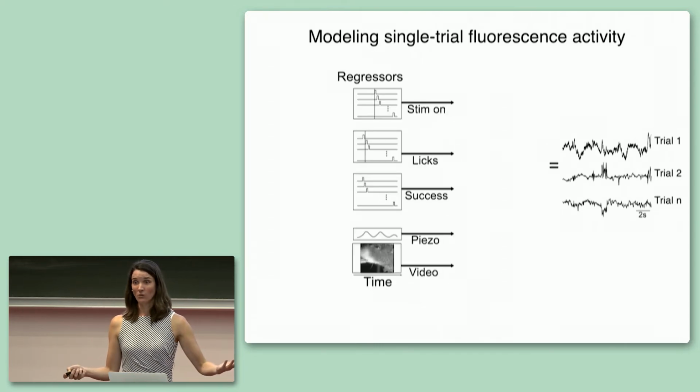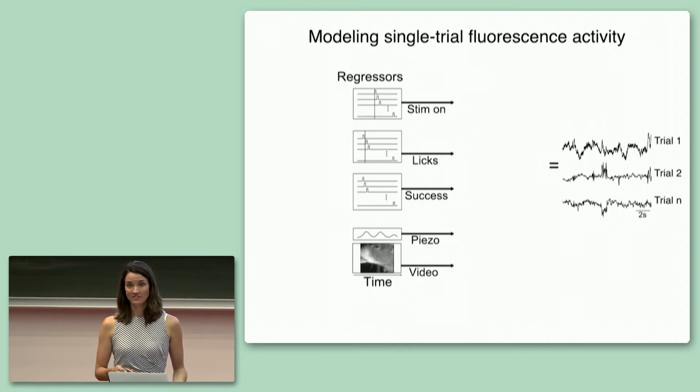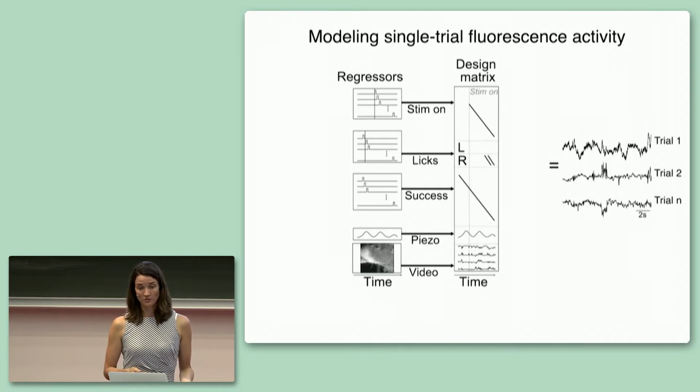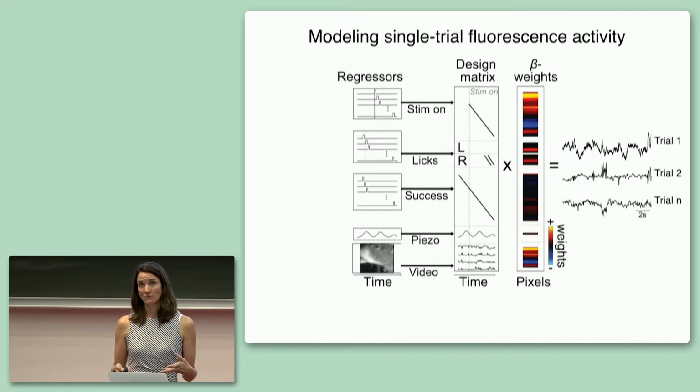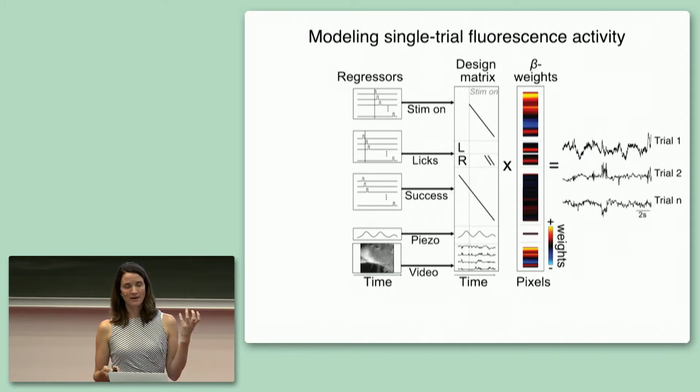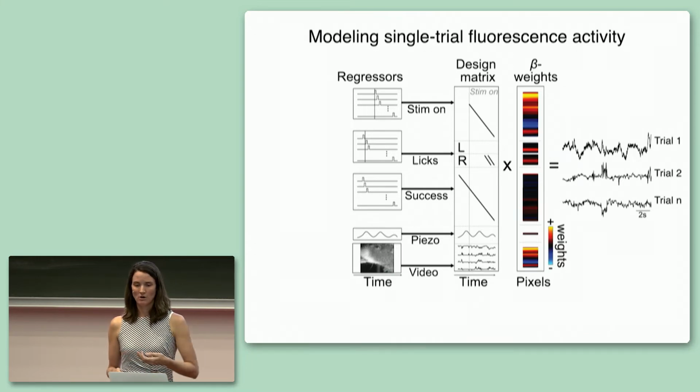So we built an encoding model where all of these different kinds of behavioral parameters were regressors. We put them into a big design matrix and then fit the model using ridge regression to try to find a set of beta weights that would allow us to map the behavior to the neural activity, and then to test that on left-out trials to see if we could predict activity on trials that we never trained the model on.